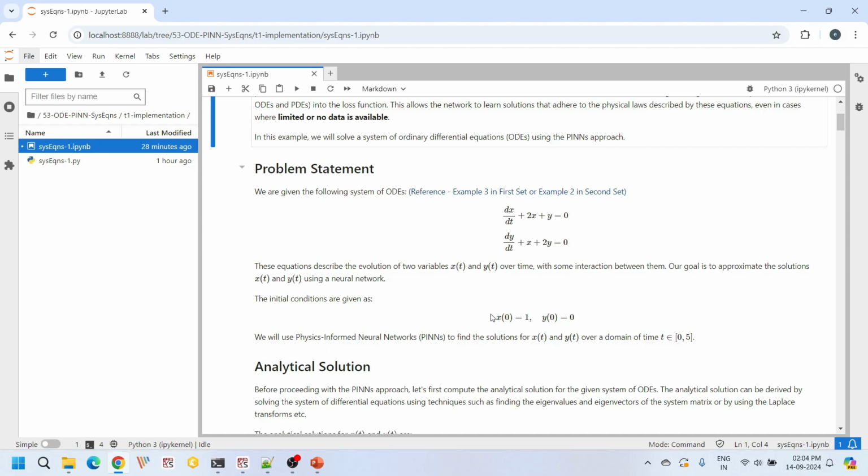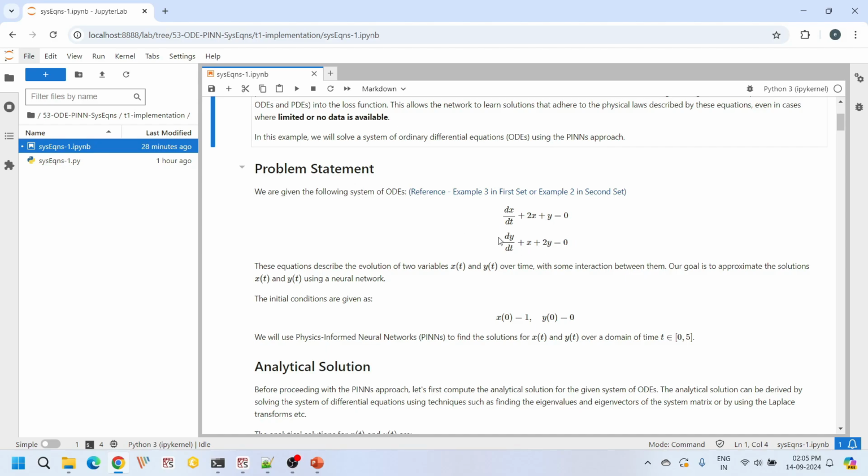These two differential equations are combined with these initial conditions. So at t equals 0, we have x of 0 equals 1 and y of 0 equals 0. These equations describe how two variables, x of t and y of t, evolve over time with some interaction between them. Our goal is to approximate the solution using a neural network.